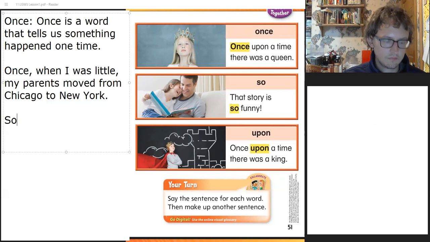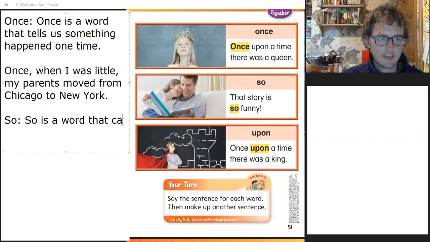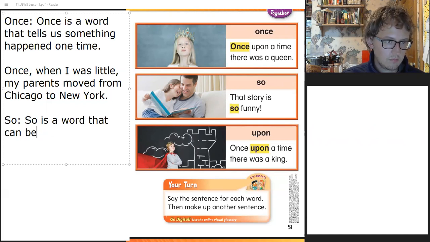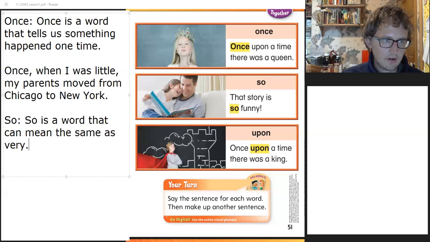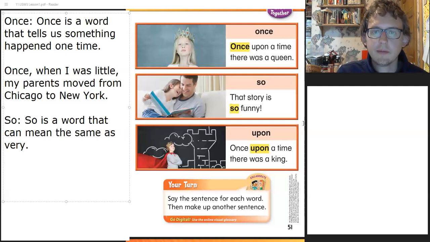So. So is a word that can mean the same as very. Okay, so we can see in this sentence, that story is so funny. Okay, so that means the story is very funny.